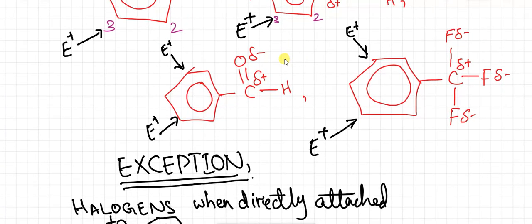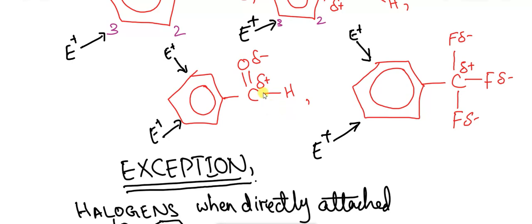Now let's talk about the aldehyde group. Again, it is the same thing. The carbon atom is bonded to the oxygen atom. The oxygen atom has a partial negative charge because it's more electronegative. The carbon atom has a partial positive charge, and this partial positive charge causes the electron density to move towards the carbon atom. And again, the electrophile can only attack the third or the fifth position.